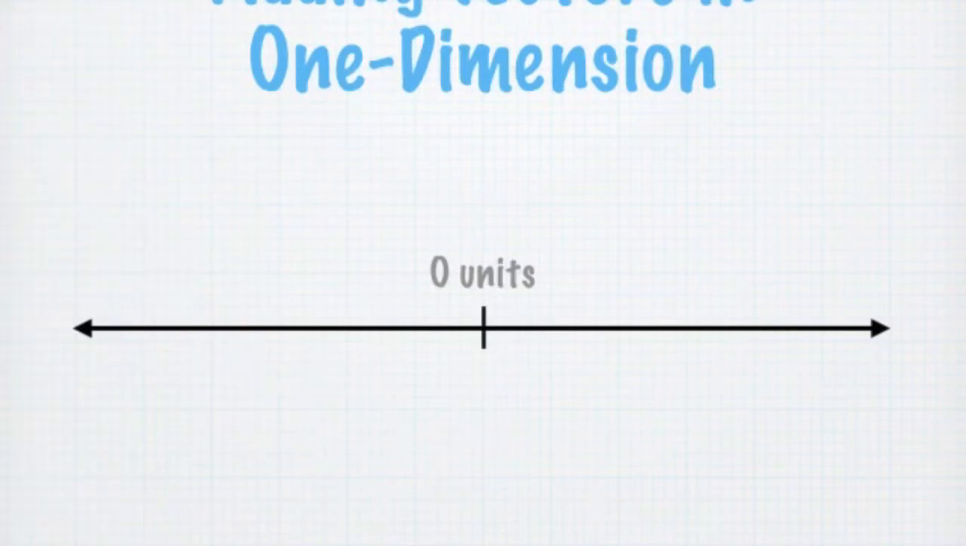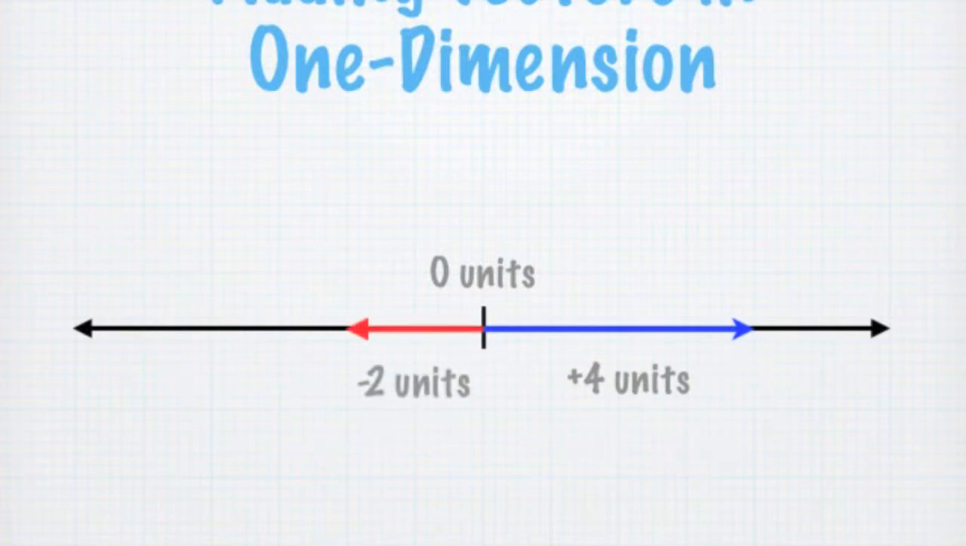When we wanted to add vectors together, and we'll use our example of a positive 4 unit vector and a negative 2 unit vector, we did this by translating or moving one vector so that the tail of that vector was adjacent to the tip of the other vector. And then we drew our resultant vector, or the sum of the two vectors, from the origin of the second vector, or the tail of the second vector, to the tip of the first vector.